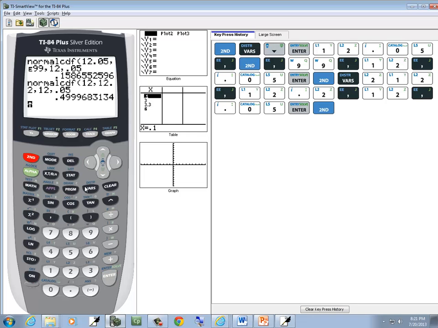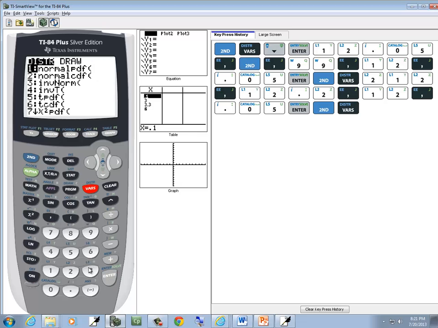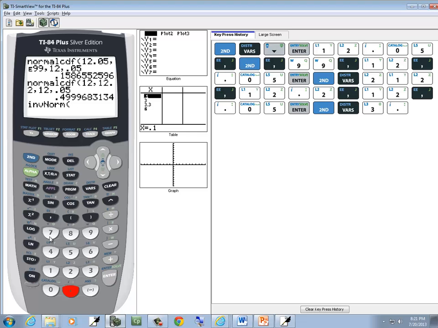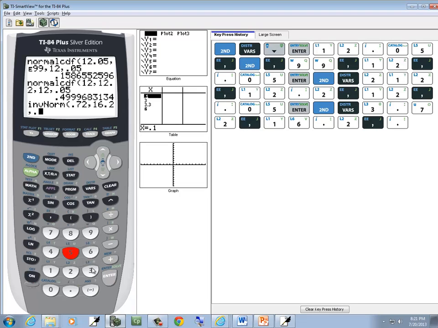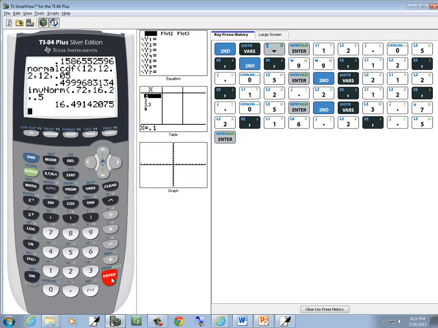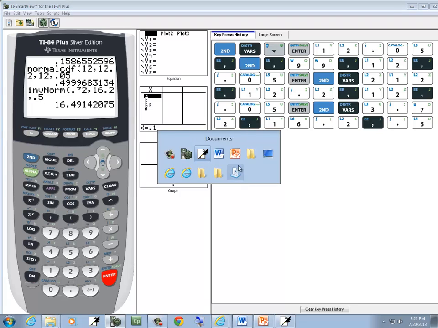So I go to second vars, choose INV norm, 0.72, comma, 16.2, comma, 0.5. Enter. And we get 16.49.